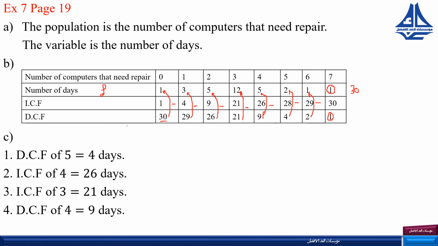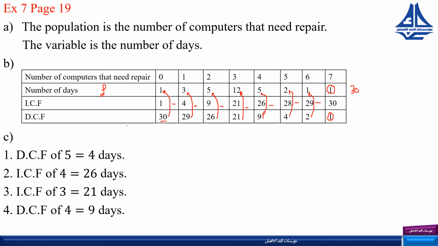Now finally for part 4, at least 4 computers needing repair. At least 4, so it may be 4, 5, 6, and 7. So 4 computers, 5 days. 5 plus 2 plus 1 plus 1, it's 9. 9 is the same as the decreasing cumulative frequency of 4, so it's 9 days.